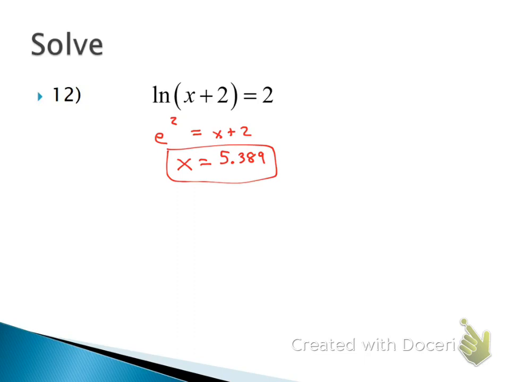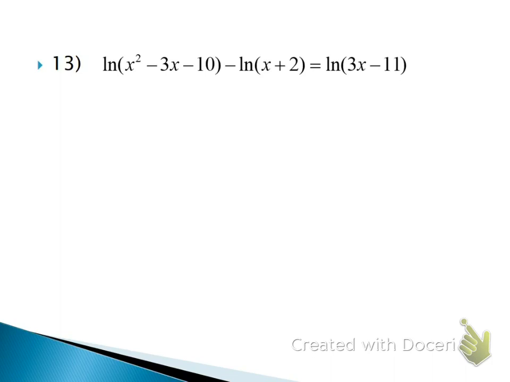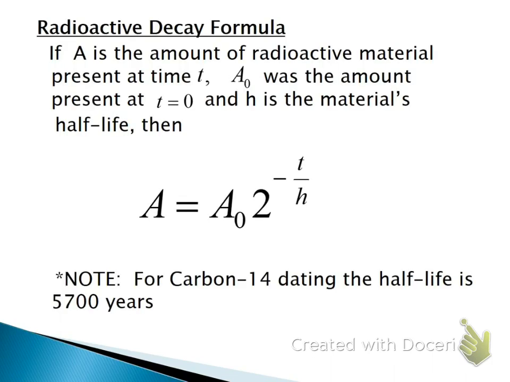All right. Same thing here. For sake of time, because I want to give you guys a little bit of time to work, and I ran out of time yesterday, I want to talk about this radioactive decay formula. If A is the amount of the radioactive material present in time t, and A naught, that's initial, was the amount present at time equals 0. So that's why they call it A naught. There was no time. Time is equal to 0. And h is the material's half-life. Then we get this equation.